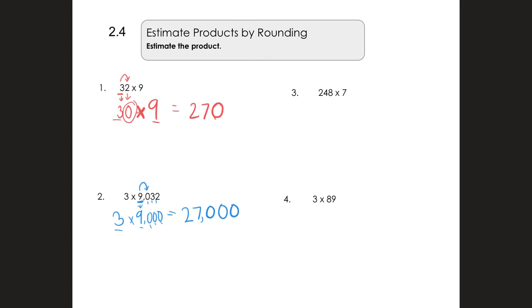248 times 7. I go to my highest place value, the hundreds place. I look next door. 4 or less, let it rest. I don't change the underlying number, but all the digits to the right become a 0. Now I have 200 times 7. I know 7 times 2 is 14, and then I just add those 2 zeros and my comma.